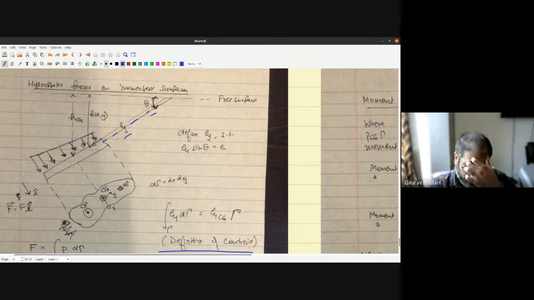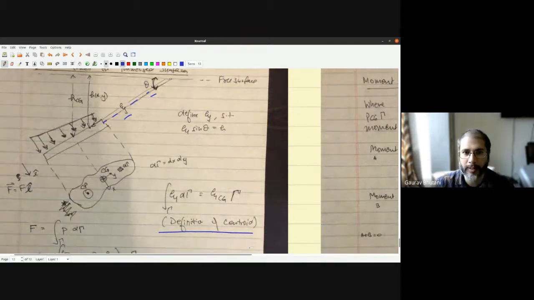Okay, so center of gravity is the same as centroid if your gravitational field is uniform. So on Earth's surface, the gravitational field is the same everywhere. If you're talking about a body immersed in water or something, then it's simply a centroid that is the same as the center of gravity.